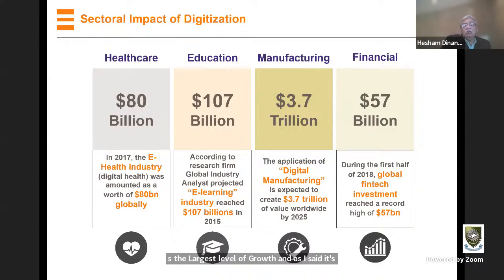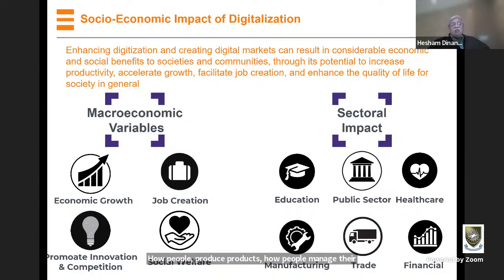In healthcare, the e-health industry stands at about $80 billion. E-education, e-learning is about $107 billion. E-manufacturing or digital manufacturing, $3.7 billion. And financial services, $57 billion. So the impact of digitization is across the board. And when we say Society 5.0, this is what society is all about. It's about how people get educated, how people produce products, how people manage their money, how people get treated. So from that perspective, we can see that this digitization has a socioeconomic impact, from economic growth at national levels, to job creation, to promotion of innovation and competition, to redefinition of social relationships.